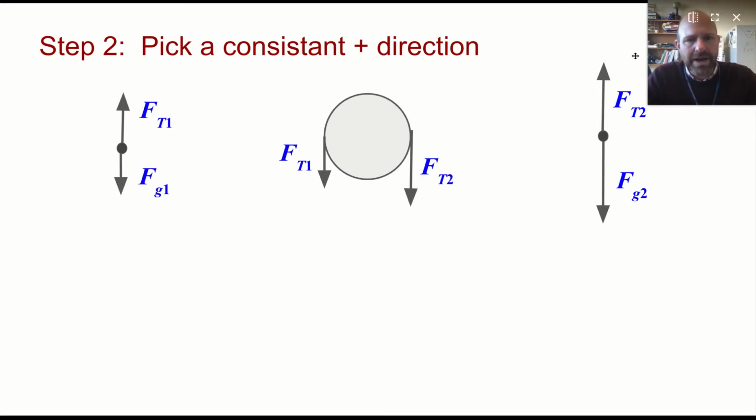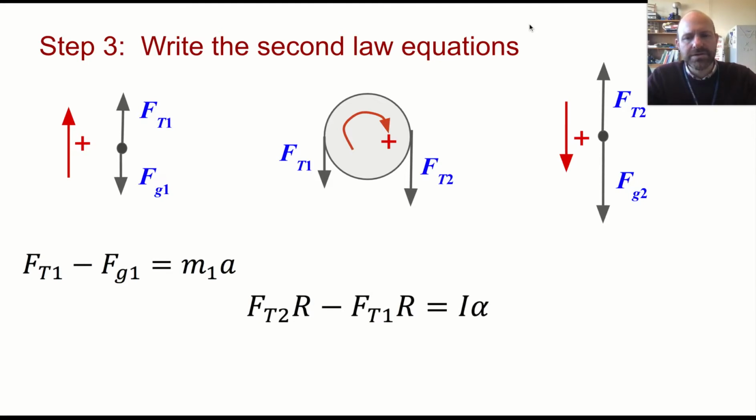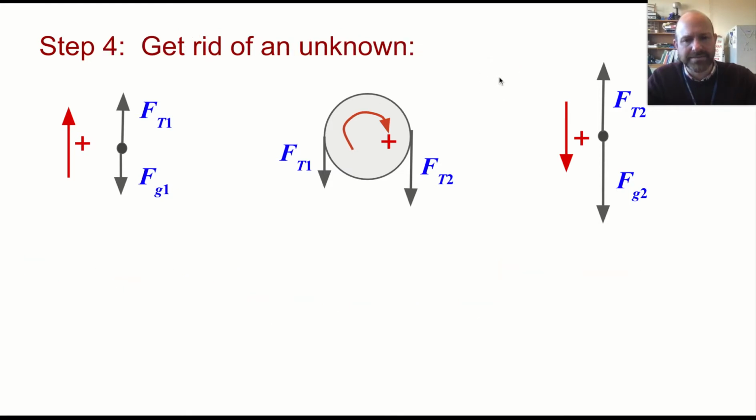We're going to pick our direction. Again, we could pick whatever we want, but I'm going to call down for mass 2, up for mass 1, and clockwise positive. And then I'm going to write out my Newton's second law equations. Ft1 minus Fg1 equals m1a. The force of tension 2 times r, or the torque provided by tension 2, minus the torque provided by tension 1 equals I alpha. And then finally, force of gravity minus force of tension equals ma for the second mass.